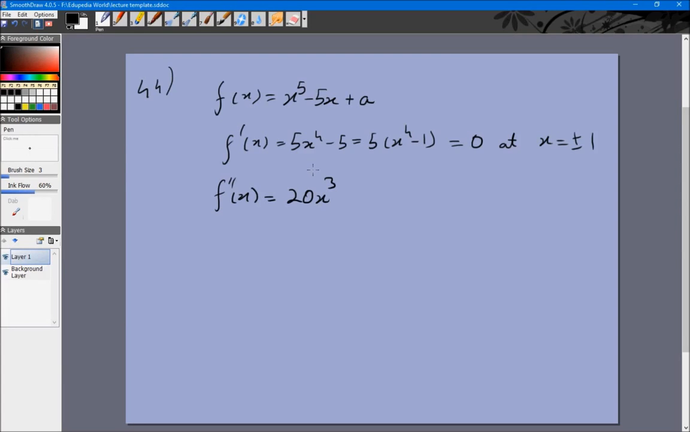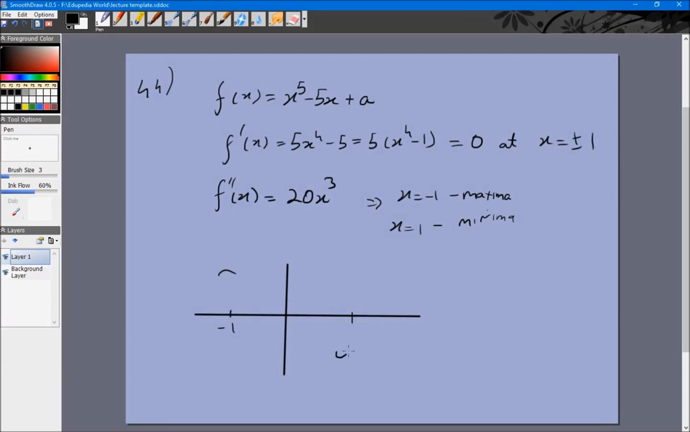And f dash x is negative at x equal to minus 1, which means x equal to minus 1 is a maxima, and x equal to 1 has f dash x positive, which means it is a minima. So if we were to plot the curve, for all of x, minus 1 and 1 are the only 2 points. Here we have a maxima, here we have a minima. Right, everything else between these two is 0.